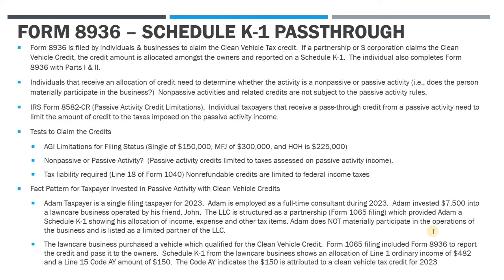Now, Adam does not materially participate in this business, right? He is just a limited partner, a passive investor. And that is important for these passive activity credit rules. Now, the lawn care business purchased a vehicle during the year that qualified for the clean vehicle credit. So it included an 8936 with its tax return filing, calculated the amount of credit, and then allocated that amongst the partners. So Adam's got a K-1 showing line 1 ordinary income of $482, and he has a line 15 code AY. Code AY is for clean vehicle credit of $150.